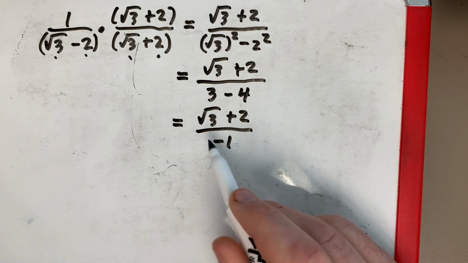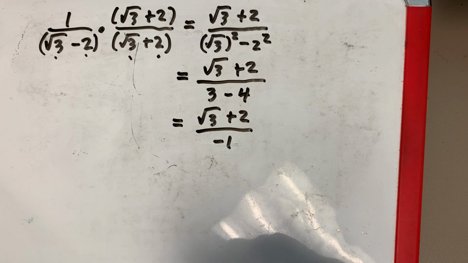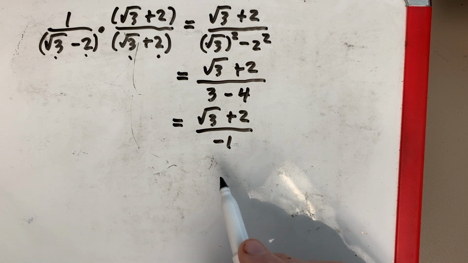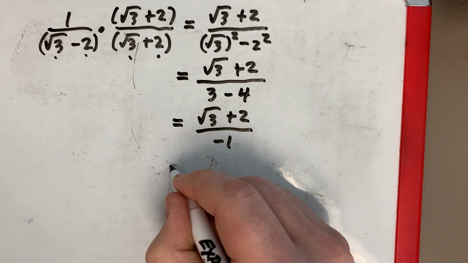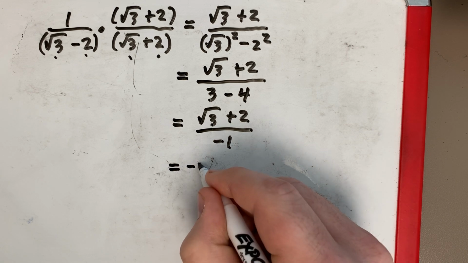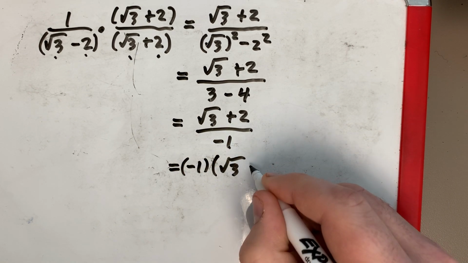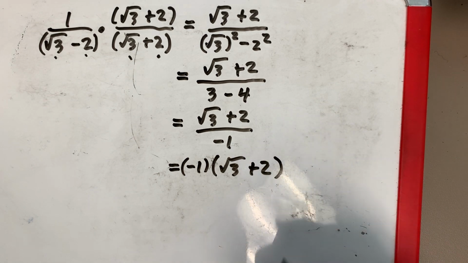All right, so since I have this minus 1 in the denominator, if I divide by minus 1 or I multiply by minus 1, I get the same thing. I'm not kind of keen on having this minus 1 here in the denominator. So it turns out that this is the exact same thing as minus 1 times the quantity root 3 plus 2. Just basic fraction rules with negative numbers.